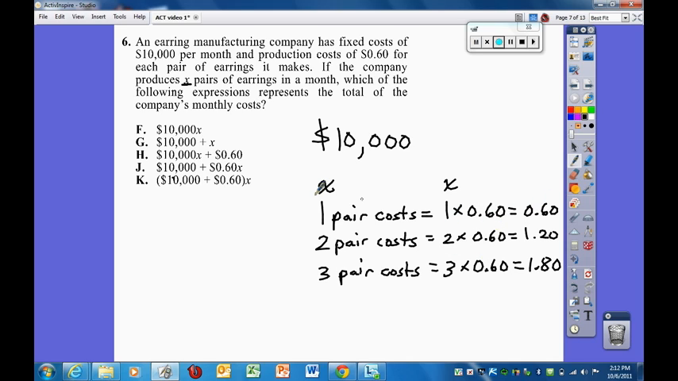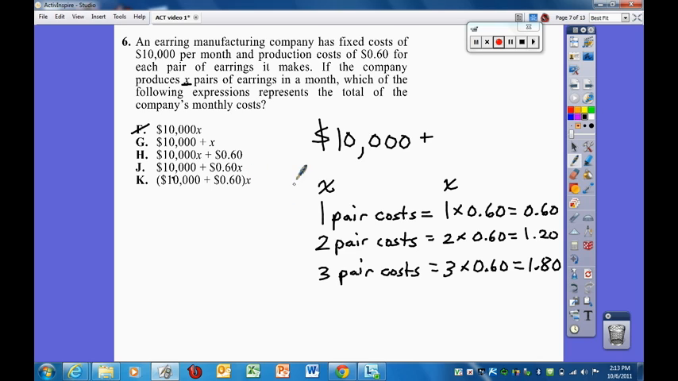as I physically crunch out how much it's going to cost me. So look down here and make sense of what answer choice is saying, that the total company's monthly costs are represented by that answer. Okay? Well, how much are we going to have to spend each month? $10,000 right off the bat. Okay? And then we're going to add something to it. As we make earrings, we got a little bit more to add to it. So answer choice F is out because it's not adding anything to it. It's multiplying by X. That's not going to work. G's in because it has addition. H, J, and K all have addition. So they're still okay for the moment.